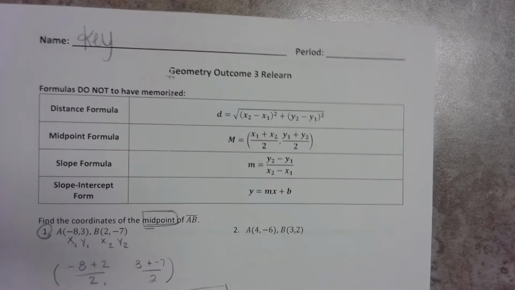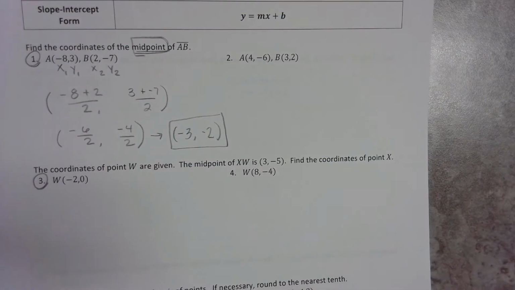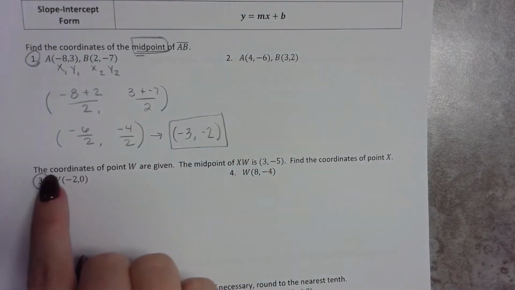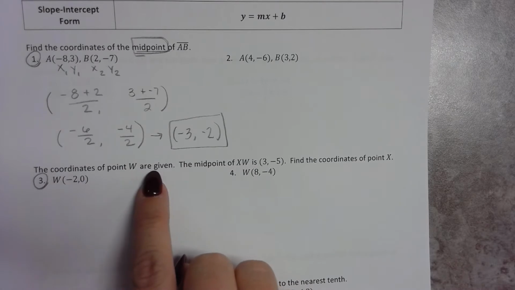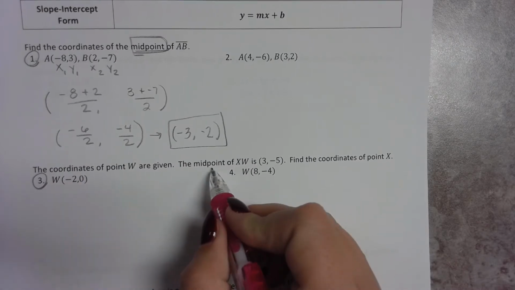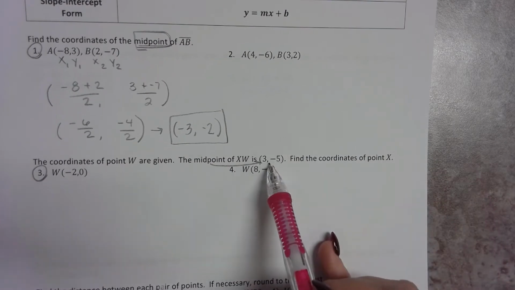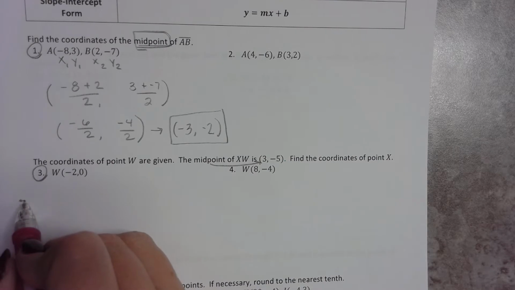Okay. Now in number 3, it's different. In number 1, it wants us to find the midpoint. In number 3, it's saying the coordinates of W are given. The midpoint is this. So it's different than saying find the midpoint. This is saying this is the midpoint. So this is the problem where we're going to draw our line.